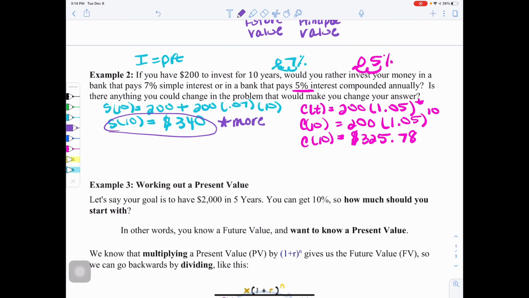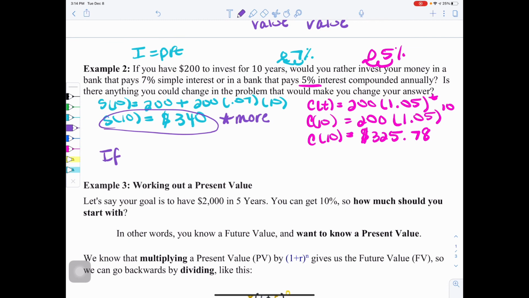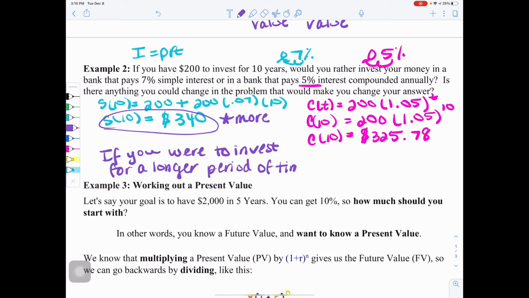Now the last part of the question says, is there anything you could change in the problem that would make you change your answer? Well, you know from previous examples, looking at the table, the longer I invest, the more a difference it makes. So if you were to invest for a longer period of time, the compound interest is better.